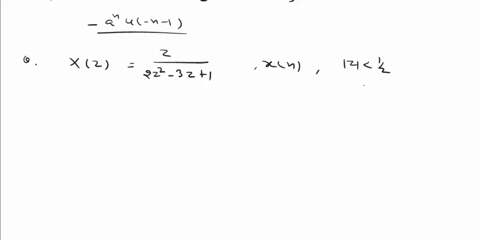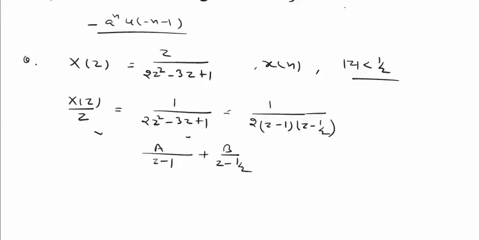And one more, |z| greater than 1. By the partial fraction scheme, X(z) is first divided by z, giving 1 upon 2z squared minus 3z plus 1. We factorize these two terms.